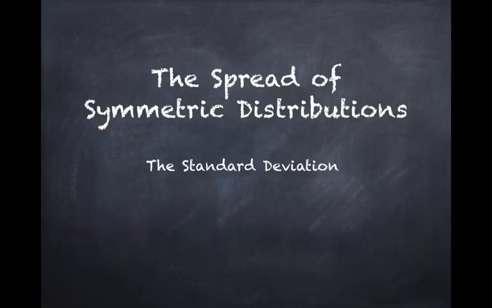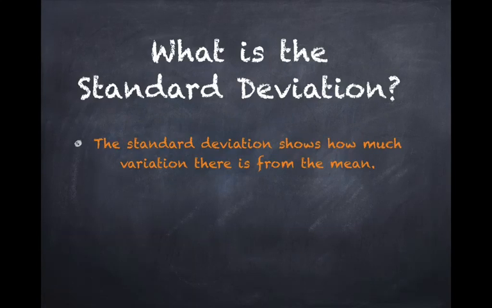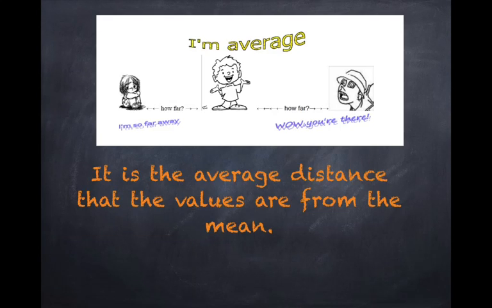Hello everyone. Today we want to talk about the spread of symmetric distributions. The most widely used measurement is the standard deviation. What is the standard deviation? The standard deviation shows how much variation there is from the mean. And so you can think about the standard deviation as the average distance that the values are from the mean. We want to know how far or how close the data values are from the average.